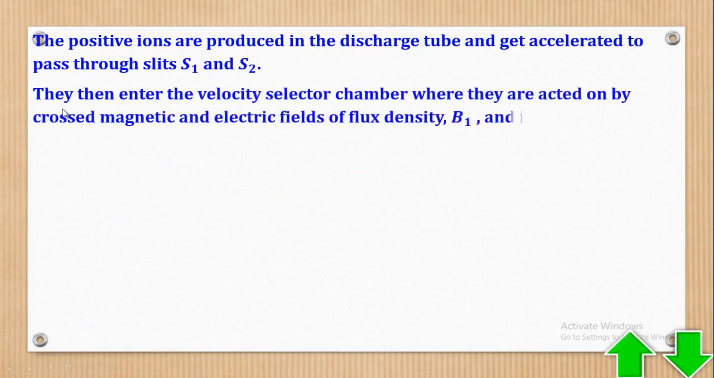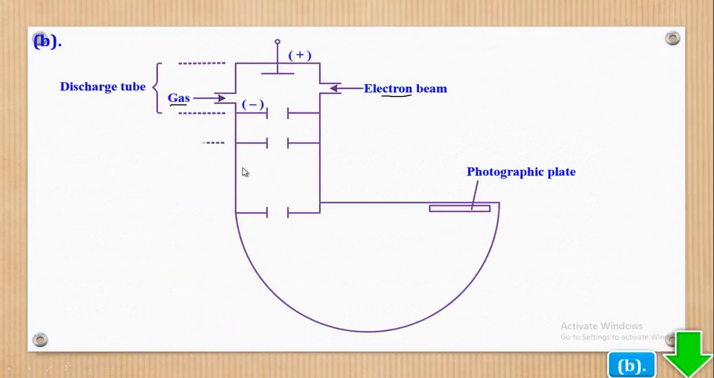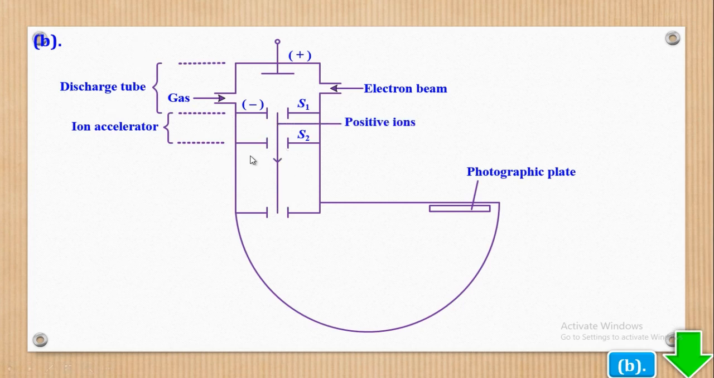Then we shall say that these positive ions enter the velocity selector chamber where they are acted upon by crossed magnetic and electric fields of flux density B1 and intensity E. So we have to show the slits S1 and S2 and also the velocity selector. So that is the ion accelerator. It accelerates the positive ions which are formed in this discharge tube to pass through this. So the velocity selector is this part.